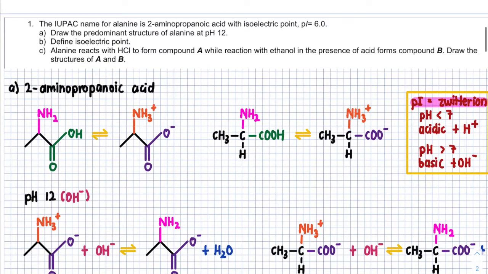Okay, the third question. Alanine reacts with HCl to form compound A, while the reaction with ethanol in the presence of acid will form compound B. Draw the structure of A and B. So from our alanine, we want to react with HCl. In this case, there's nothing about pH. So we will take the 2-aminopropanoic acid structure. If we're talking about Pi, pH or any value, we take the Zwitter ion structure. If we react with acid, base or in this case alcohol, we take the original structure.